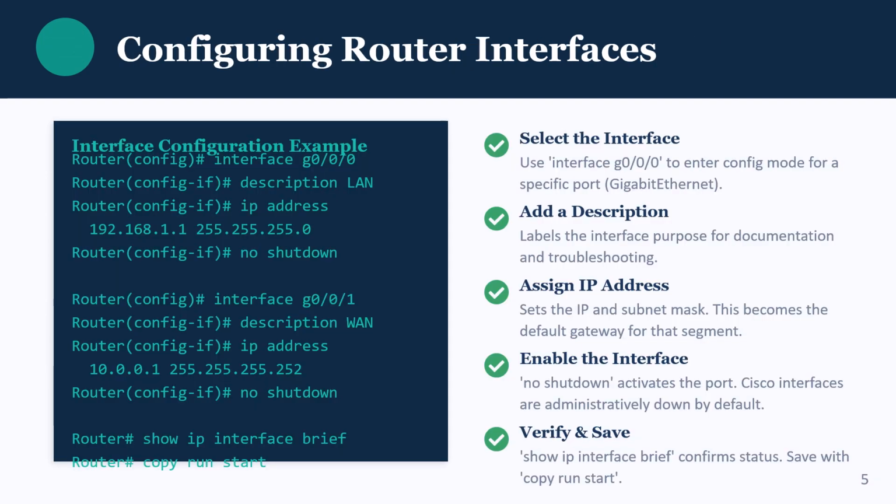Configure the router interface. Enter interface config mode, add a description, assign an IP address and subnet mask, and use no shutdown to activate it. Cisco interfaces are down by default. The LAN interface IP becomes the default gateway for that subnet. Use show ip interface brief to verify status and copy run start to save.